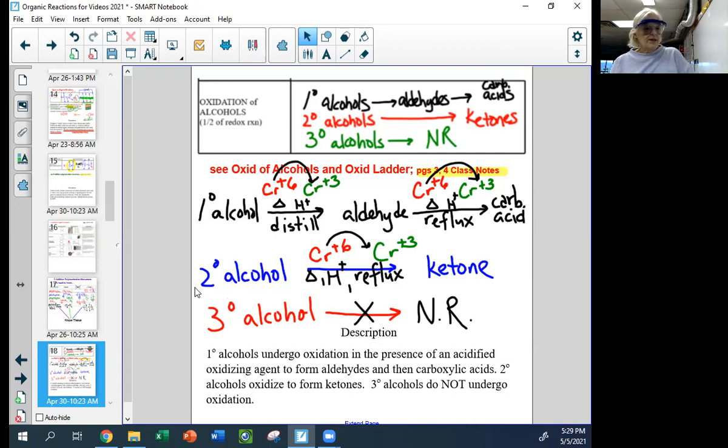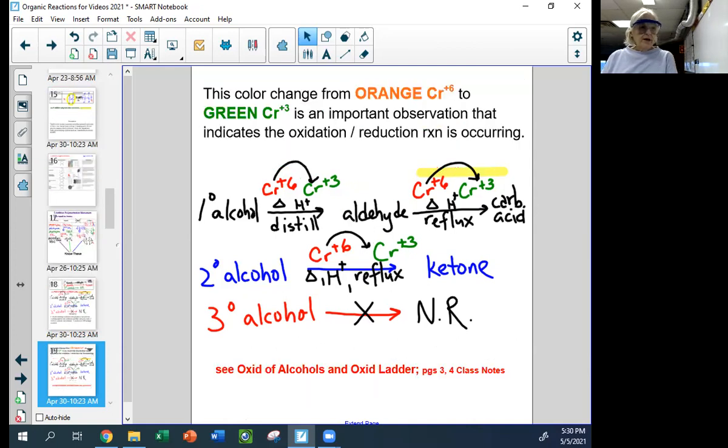I have demonstrated here that a secondary alcohol still to undergo oxidation needs an oxidizing agent, which is the potassium dichromate. You have the color change being an evidence of the reaction occurring, and you would get a ketone. Tertiary alcohols do not undergo oxidation. Please read carefully the description for your best understanding. This change in color of orange to green is the sign of an oxidation of an alcohol. So you can use it to distinguish a primary or secondary alcohol from a tertiary alcohol.